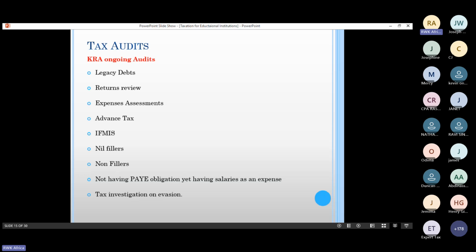So they want to verify under your return. You said that you have an income of 20 million. Is it the same amount that is being portrayed in the bank statement? The different expenditures that you have, are they actual? Do you have support documents to support them? And that relates to the third category, which is the expense assessment.